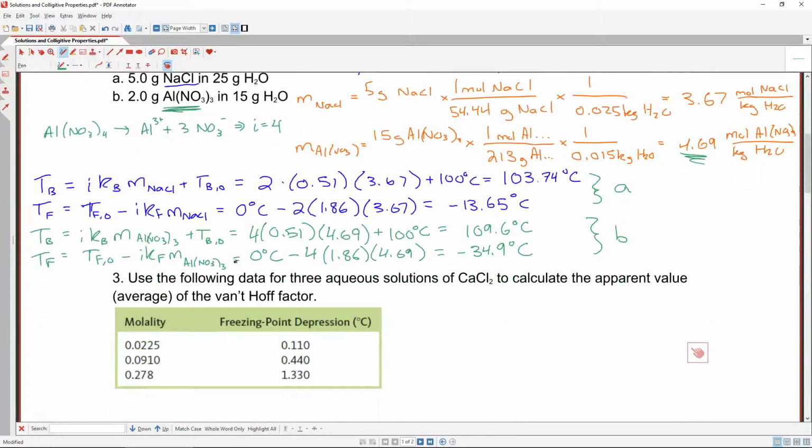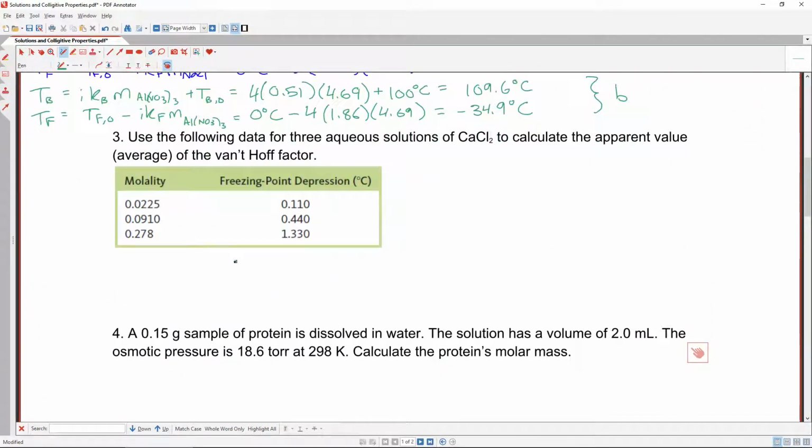Okay, let's keep moving on. Right, so it says use the following data for 3 aqueous solutions of calcium chloride. Right, so it's important to note we have aqueous solutions of calcium chloride. And let's change my color. Blue, I like blue. Calculate the apparent average value of the Van't Hoff factor.